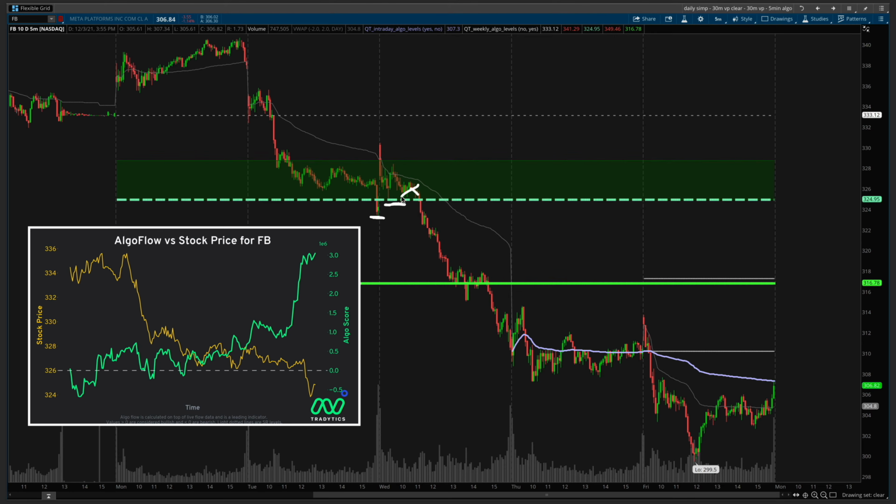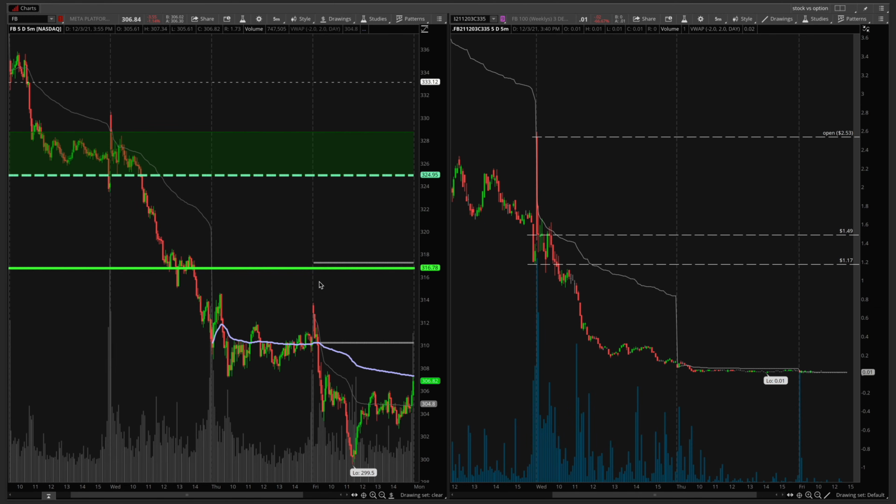I took the stop right around here because I was realizing the relative weakness in Facebook in comparison to the SPY and the NASDAQ. The SPY and the NASDAQ were starting to hit their resistance, yet Facebook was still down here. That meant if the SPY and the Qs were to pull back, Facebook would for sure more than likely pull back. Now, if we keep things moving, we can see on the left-hand side here is Facebook, again, 5-minute time frame.